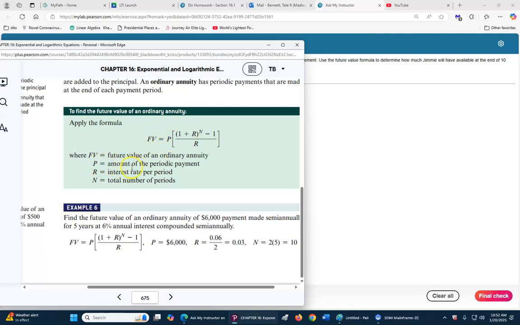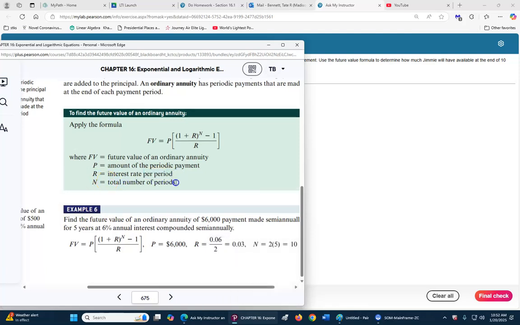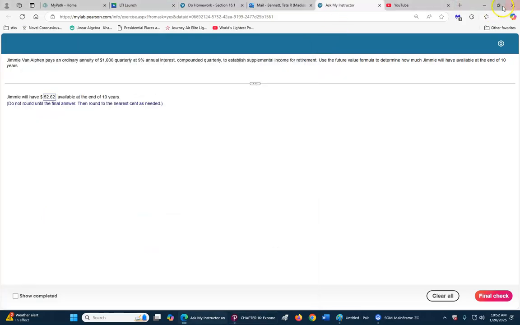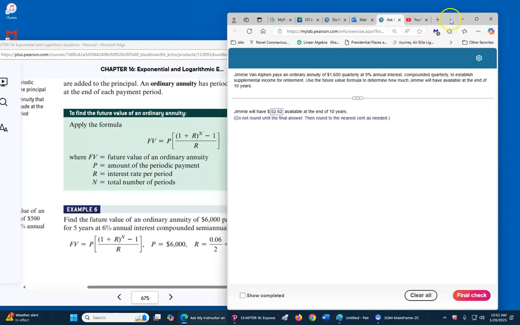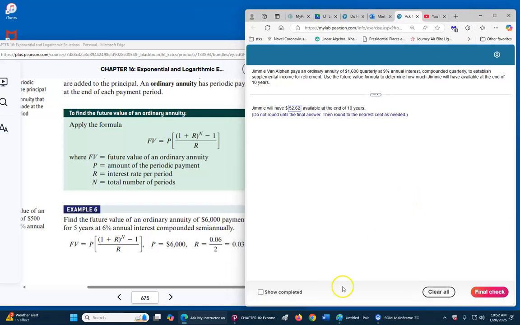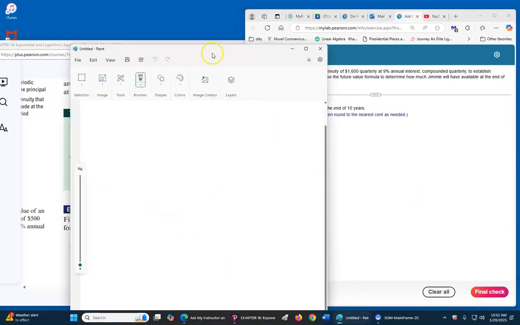P is the amount of payment, so that's $1,600. R is the interest rate. Now it's the interest rate per period, so we're going to have to do a little work there. And N is the total number of periods. So we've got to figure out 3 things there. We know one of them right off. So I'm going to open Paint here.